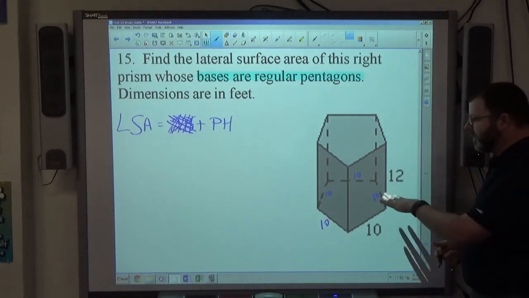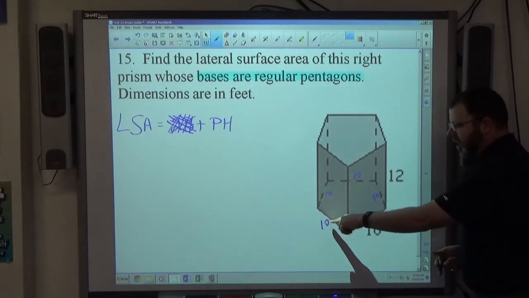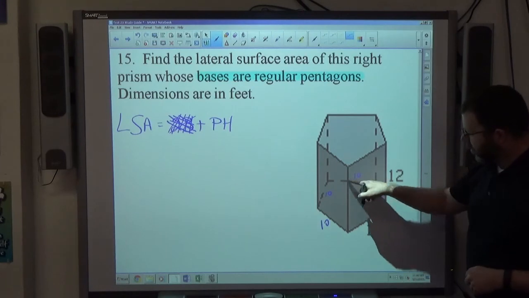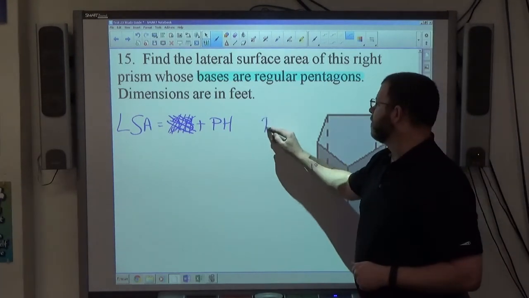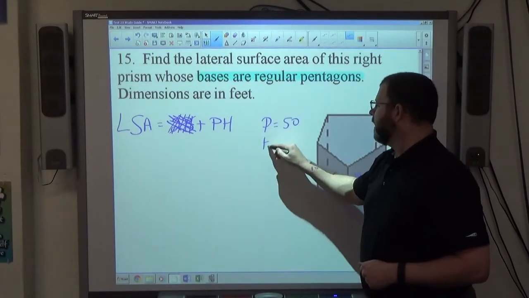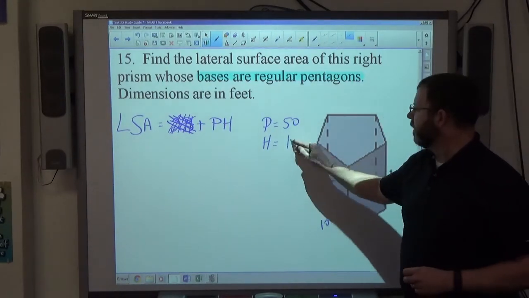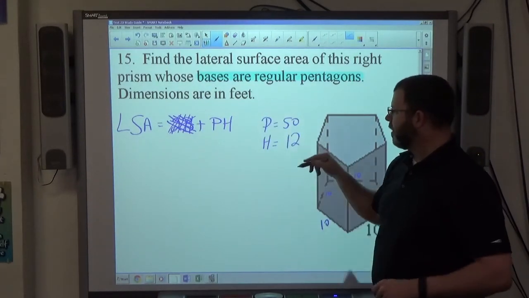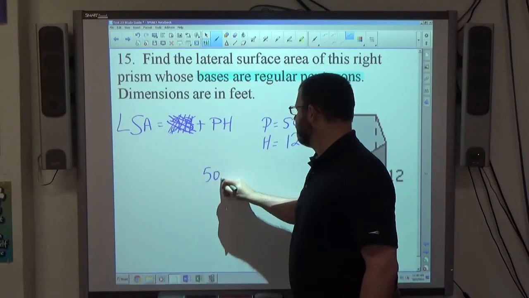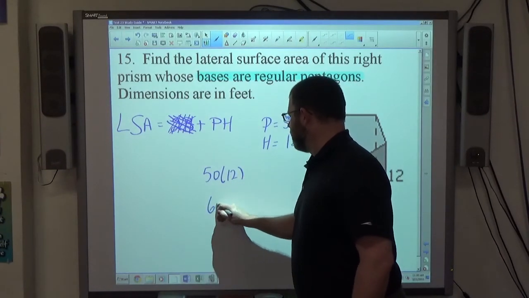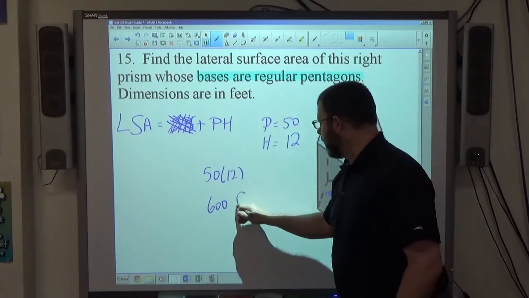So the base is a pentagon, every side measuring 10: 10, 20, 30, 40, 50. So the perimeter of the base is 50. The height of the prism is 12. And lateral surface area is simply the product of these two numbers. So 50 times 12, which is 600 feet squared.